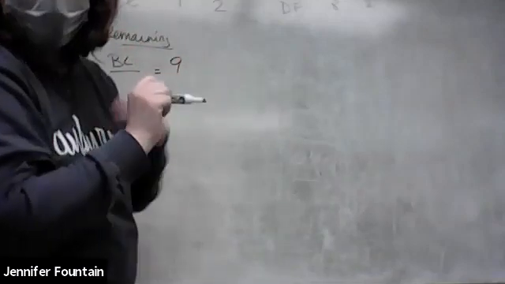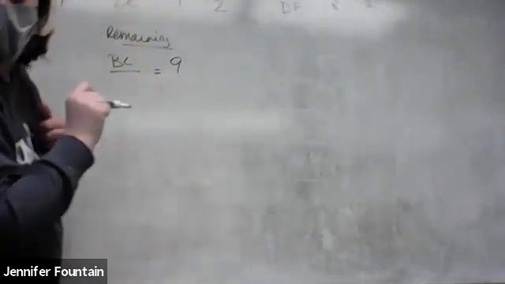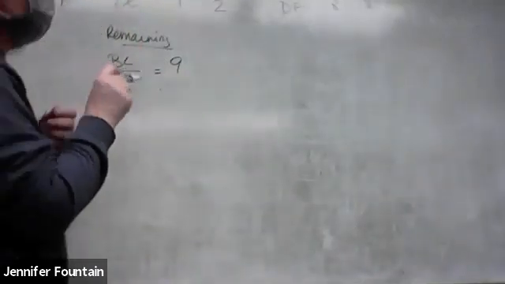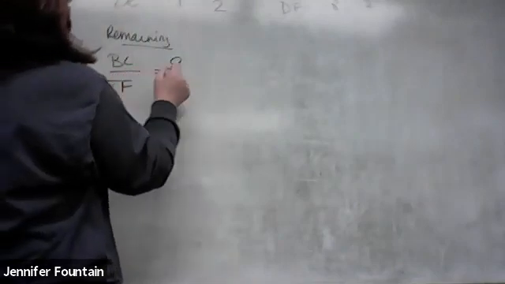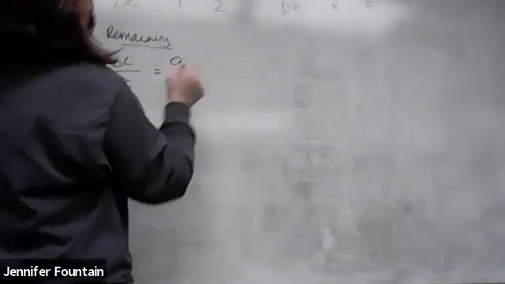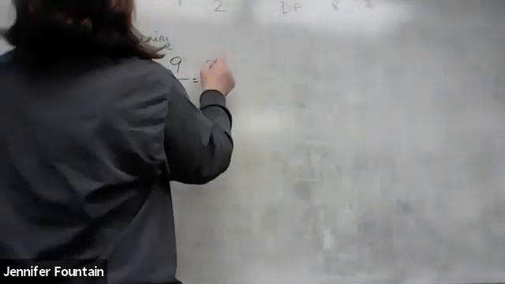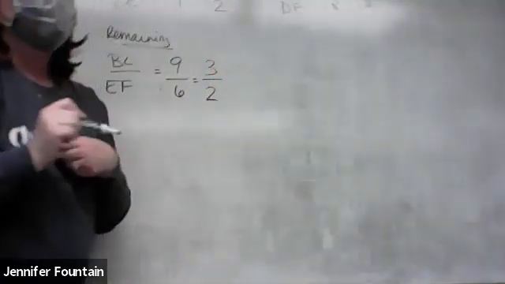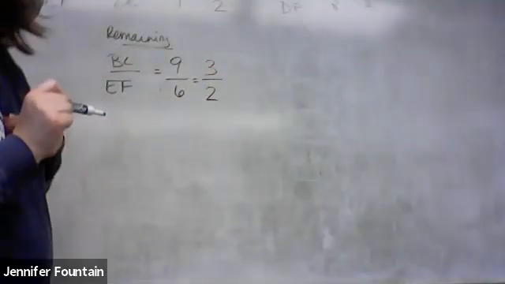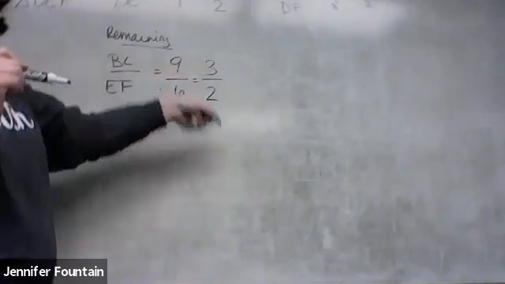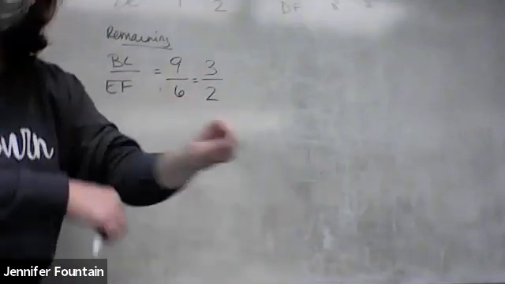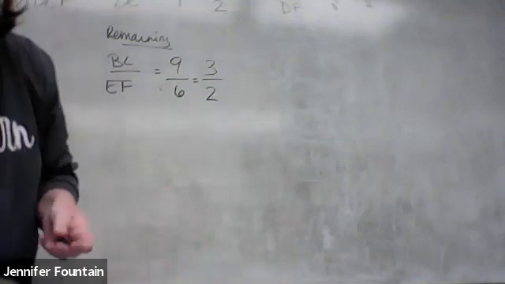What about my remaining sides? What is BC? 9. And then what side corresponds with that? EF. What is that reduced to? 3 over 2. Divide by 3, divide by 3. No, 3 over 2. I said no because I thought the sides corresponded.